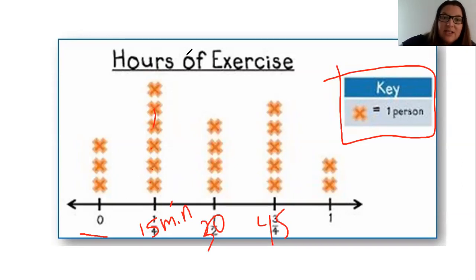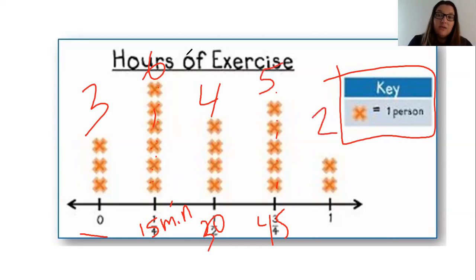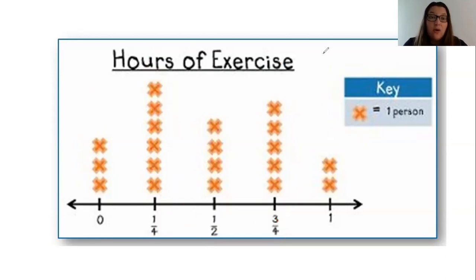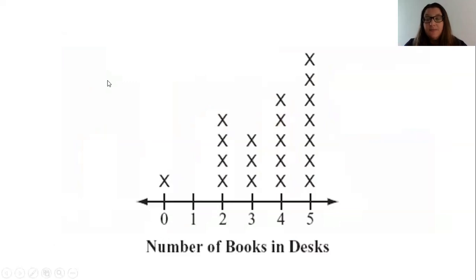So 4 people did 30 minutes. 1, 2, 3, 4, 5, 6 people did that. 3 people did that. 1, 2, 3, 4, 5 people, and 2 people. So if I was looking, most people in the class did 15 minutes of exercise, but the rest of them, maybe the second highest was 45 minutes, okay? The lowest number was 1 hour each. So that is just some ways that you can basically organize and show all of your data, okay?